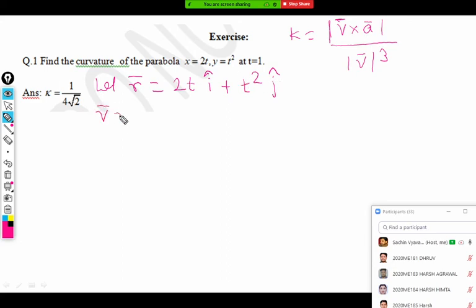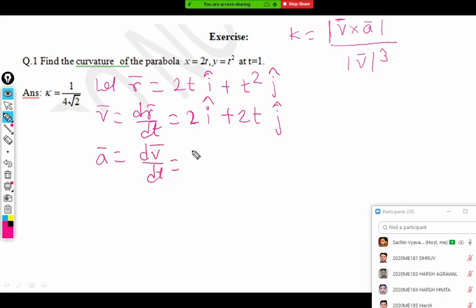The velocity vector v bar, which is dr bar by dt, becomes 2i cap plus 2t j cap. Then a bar, which is dv bar by dt, is 0 i cap plus 2 j cap, so 2j cap only. Now v cross a.